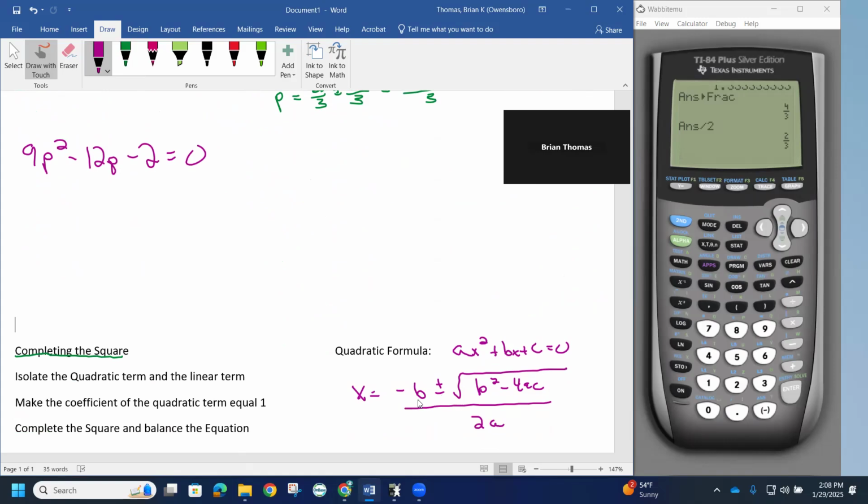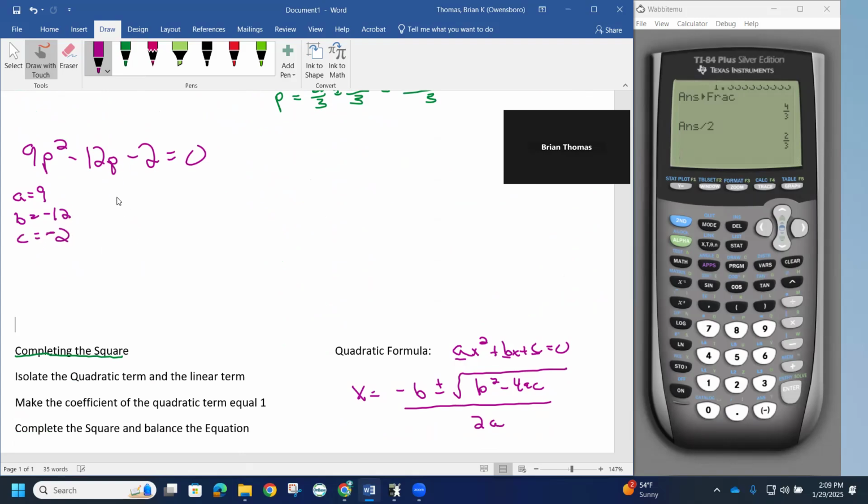I can say x, or in this case, p equals the opposite of b plus or minus the square root of b squared minus 4ac, divided by 2a. Notice that in the formula, the coefficient of x squared is the a, the coefficient of the x is the b, the constant is the c. So in our problem, the a is actually the 9, the b is the coefficient of the p, which is the negative 12, and the c is the constant, which is the negative 2.